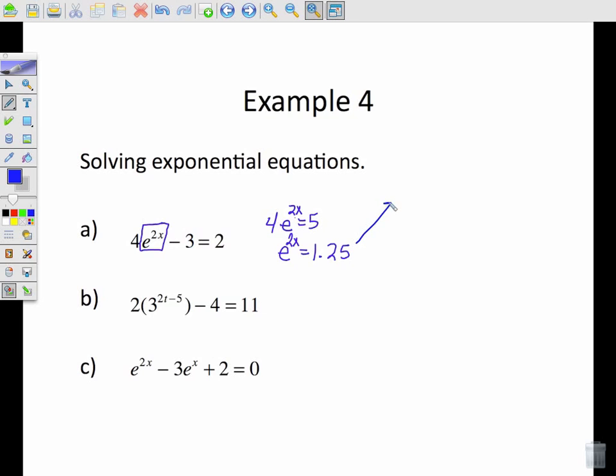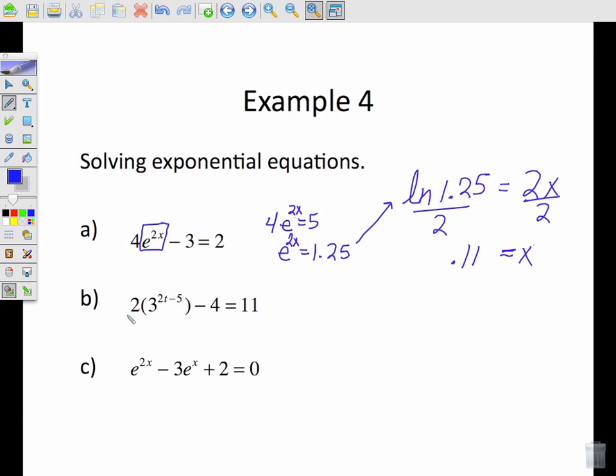Now to conclude, what our next step here would be, in order to get the 2x away from the exponent, you're going to write it as a logarithm. Since my e is a base, then I'm using natural log of 1.25. You're just rewriting this in the log form, equals 2x. When you solve this, you're going to divide by 2, and you're going to type this in your calculator. Natural log of 1.25 divided by 2, and that should give you approximately 0.11. So that's the solution to that equation.